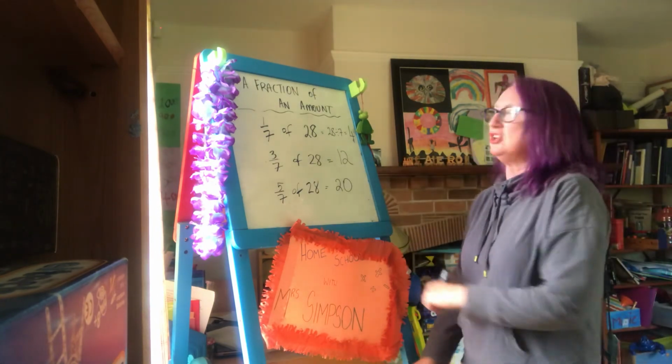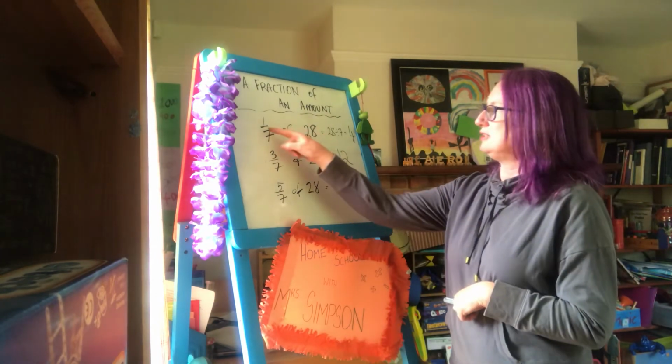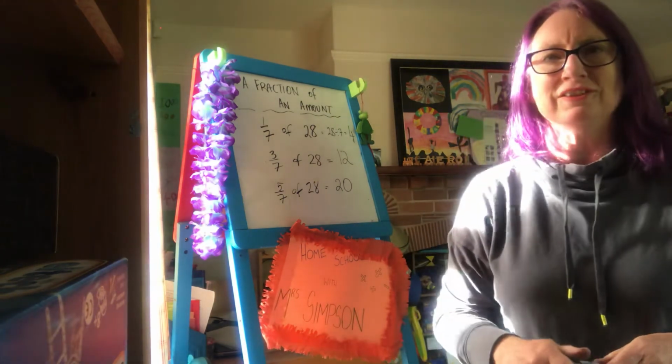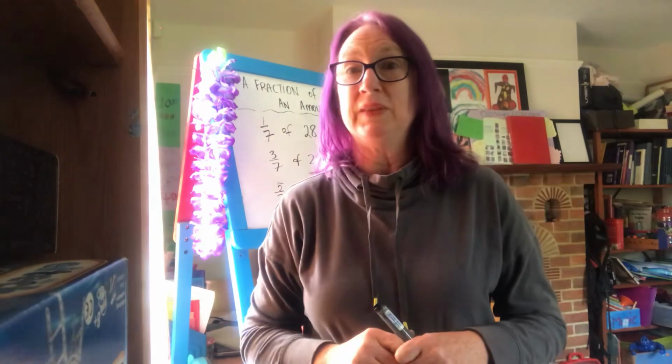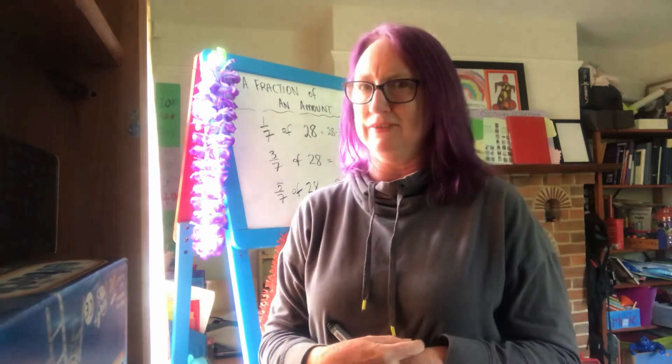So that is how you find a fraction of an amount. You simply do as the fraction says because it could beat you with a stick otherwise. Divide by 7. Divide by 5 if it's fifths. Divide by 3 if it's thirds. Whatever it tells you to do. And then just hand over as many as the numerator, the number on the top, tells you to.